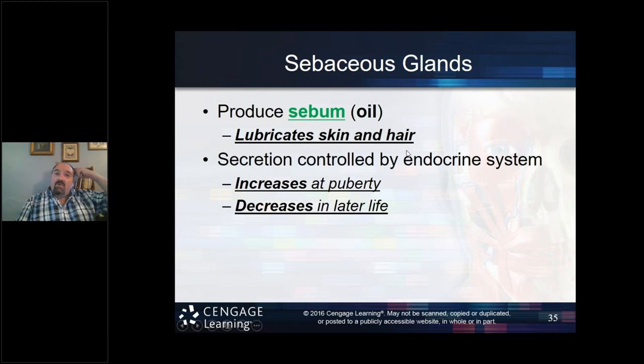Sebaceous gland. So within the integument we have sweat glands and sebaceous glands. The sebaceous glands are producing oil, lubricating the skin and hair. And know that there's more of a secretion of oil as a patient reaches puberty, and as we develop and get older in life, that oil production will decrease.